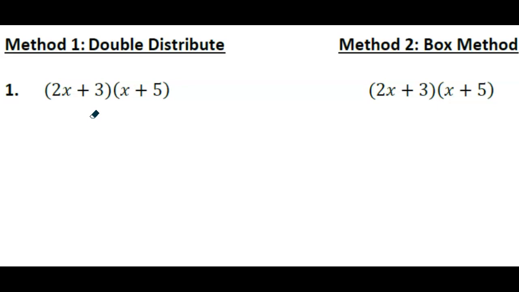So I'm going to show you 2 methods. The first method is called double distribution. The second method is the box method. It will help you later in the chapter.